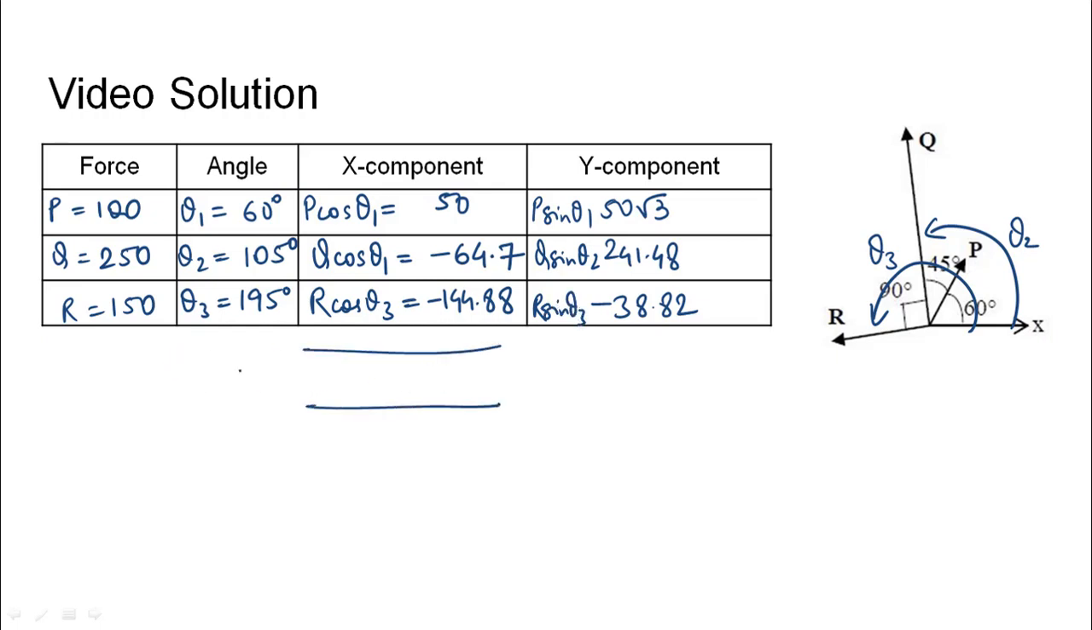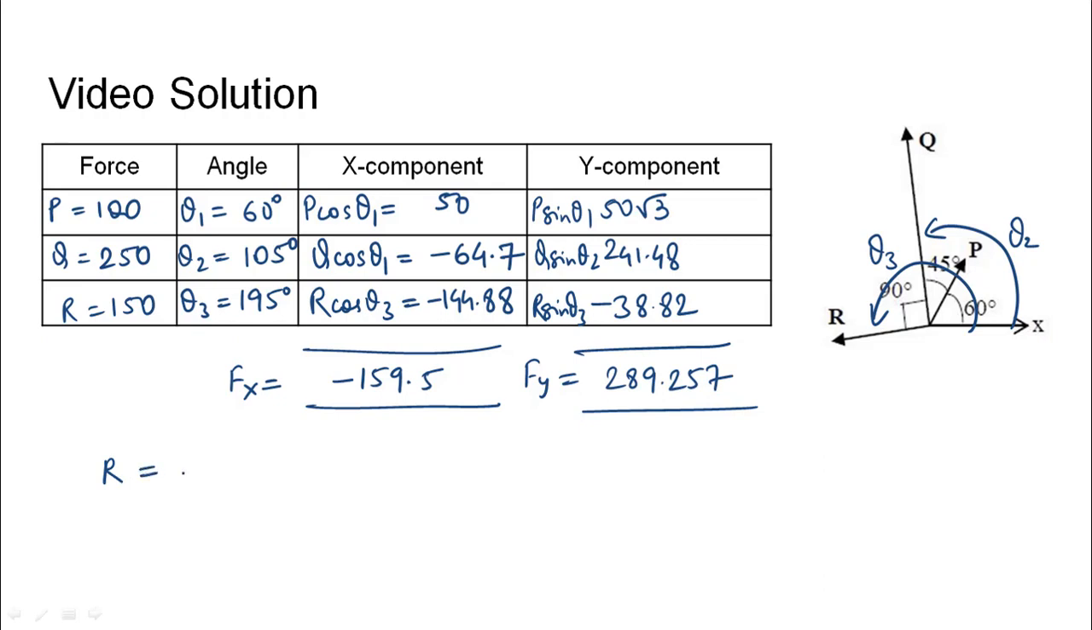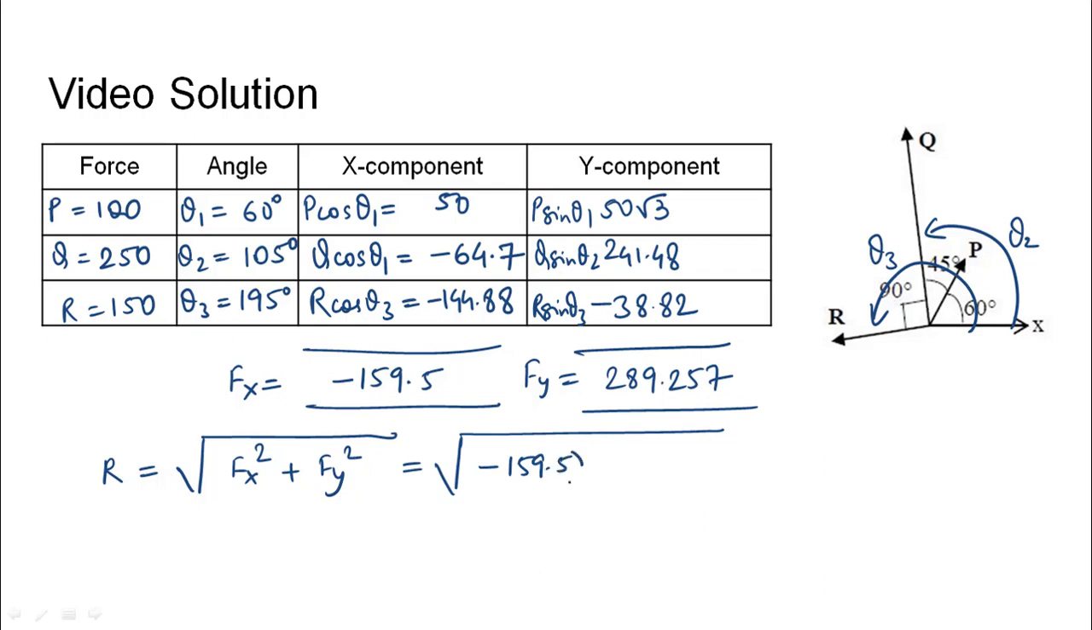Adding the x components together to get the overall x component, it would turn out to be minus 159.5. Adding all the y components together would give the result as 289.257. So now the value of the resultant force can be found by the square root of the sum of the squares, that is Fx square plus Fy square. This would be minus 159.5 whole square plus 289.257 whole square. The value would turn out to be 330.32 kilonewtons.